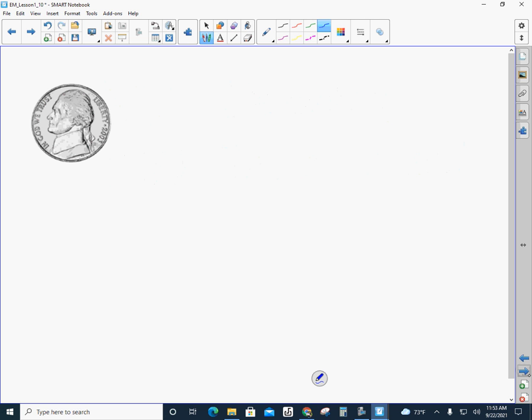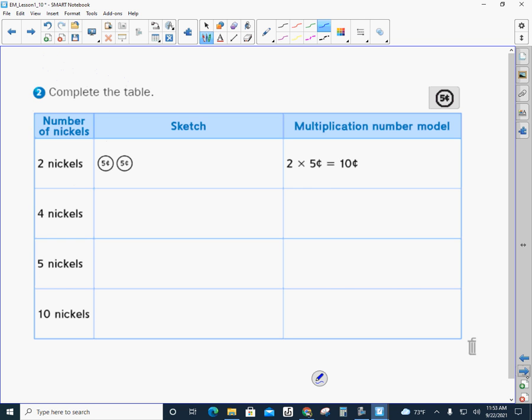Next thing I want you to do is look at this. What is this? Okay, this is a nickel. And what is a nickel worth? A nickel is worth 5 cents. So now let's look at our chart at the bottom here, and let's go ahead and fill in this chart just like we did the chart above. So we're going to draw 4 nickels, and each one of them is worth 5 cents. So now I have 4 groups of 5.